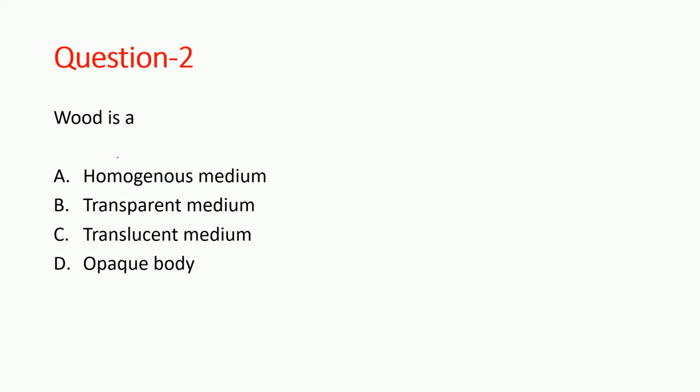Okay, next bit, wood. As I said in the earlier session, wood won't allow light to transmit from one side to the other side. So homogeneous is wrong. Transparent, no, it won't allow that. So this option is wrong. And translucent, not even partially, wood won't allow it. So opaque body is the correct answer.